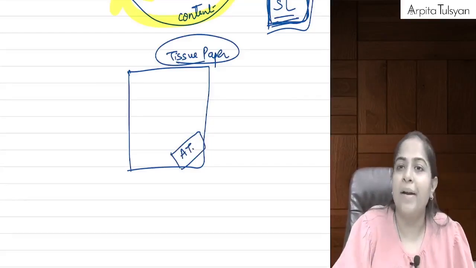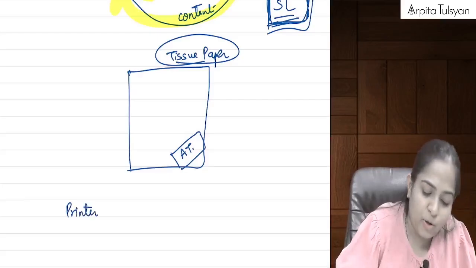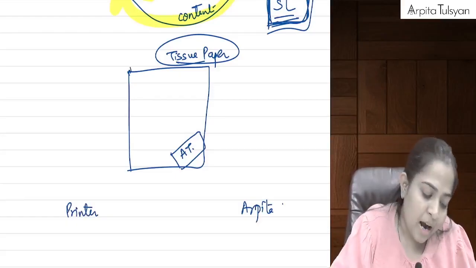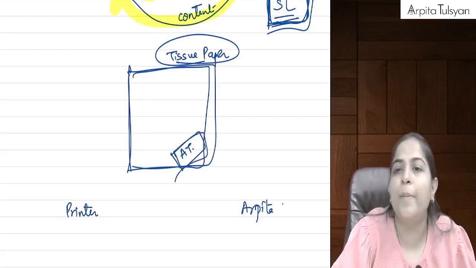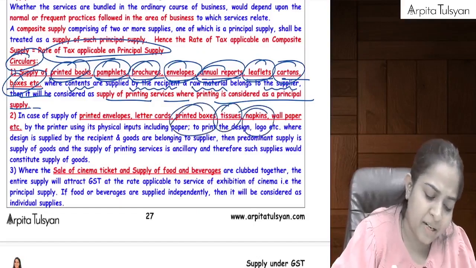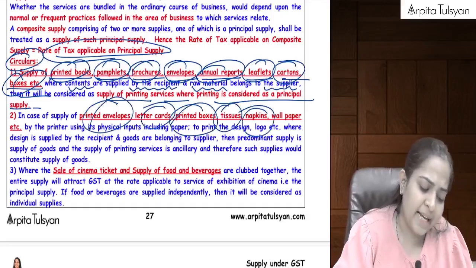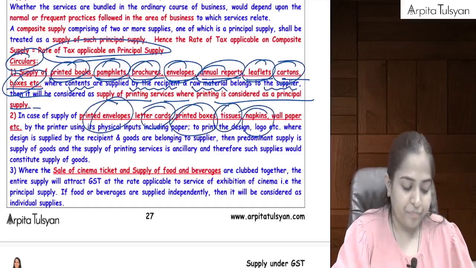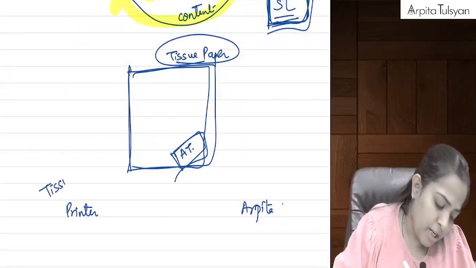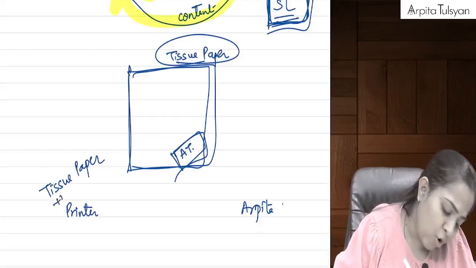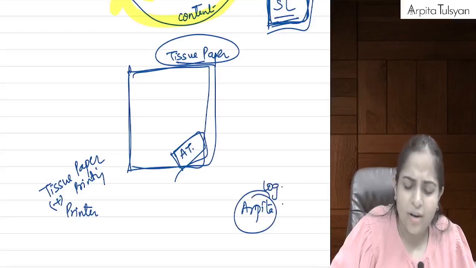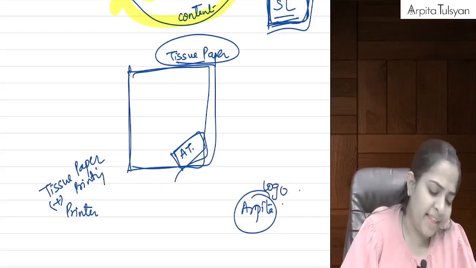So I go to a printer, and I tell the printer, Arpita is the recipient, I tell the printer, sir, on the tissue paper, I want my logo to be printed. The tissue paper is one example. Similarly, napkins, letter cards, printed envelopes, etc. are there. So here, I tell the printer, sir, you only purchase the tissue paper, and you only do the printing. Everything is done by you. I will provide you my logo in soft copy and then you do the printing.